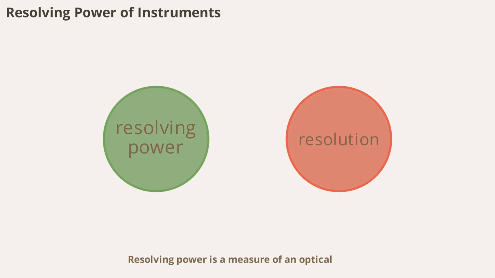Resolving power is a measure of an optical instrument's ability to distinguish between two closely spaced objects. High resolving power means the instrument can separate fine details, which is crucial in microscopes and telescopes. This property depends on the wavelength of light and the design of the instrument. Understanding resolving power helps us improve the performance of scientific tools and advance research.